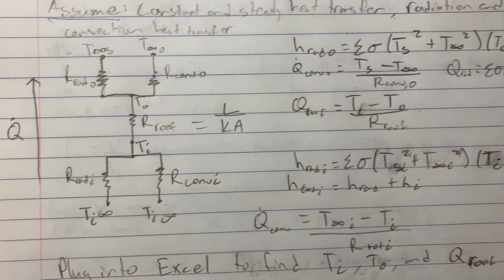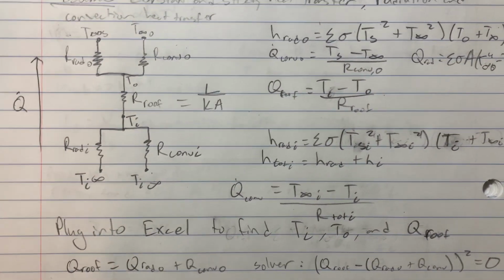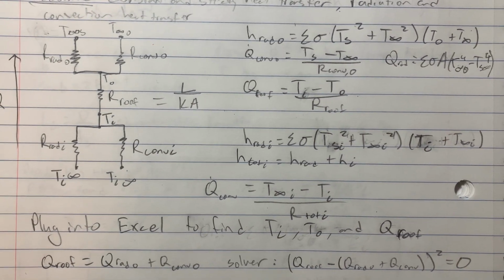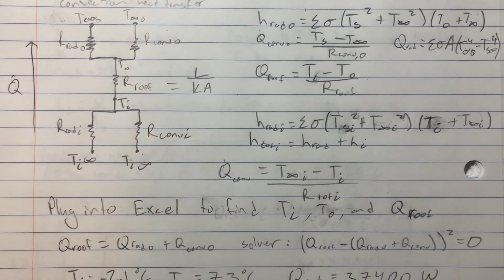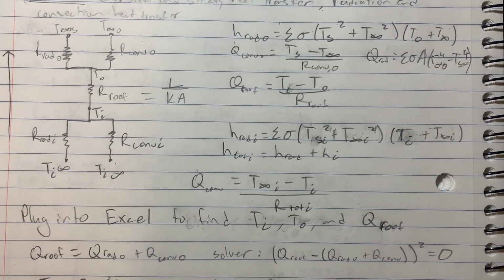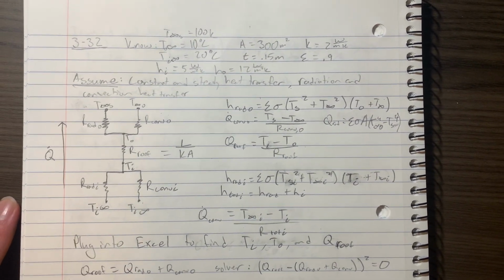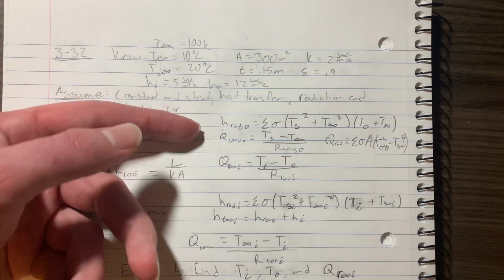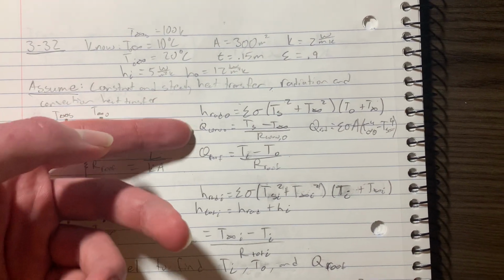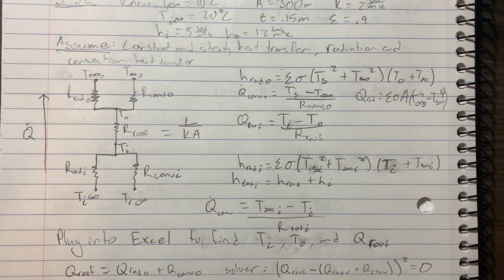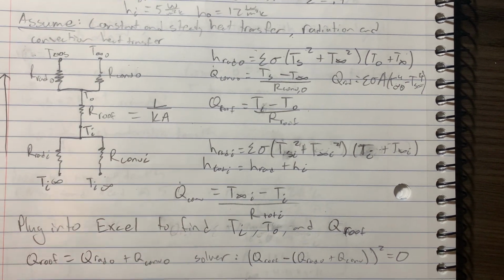And you know that the heat going into the roof is going to be the same as the radiated heat and the convective heat transfer to outside, but with equal and opposite signs. And so you can plug all this information into Excel, including the H radiation term, Q convection term, Q for the roof, as well as the resistance for the roof, H radiation, and H total for the inside.